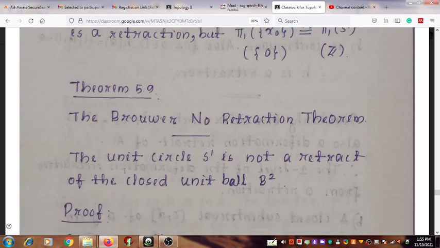The statement of the theorem is: the unit circle S1 is not a retract of the closed unit ball B2. Again, I repeat, the unit circle S1 is not a retract of the closed unit ball B2.